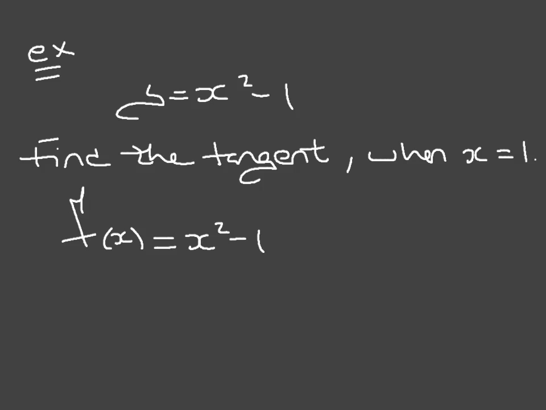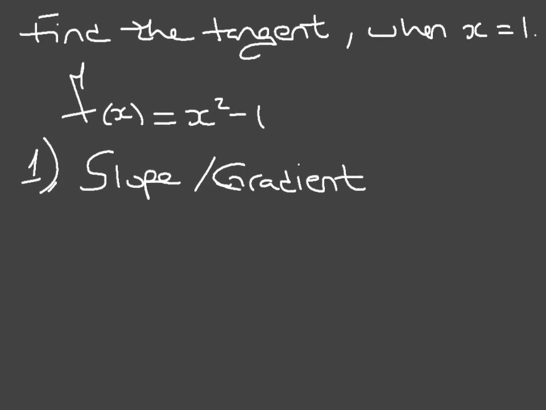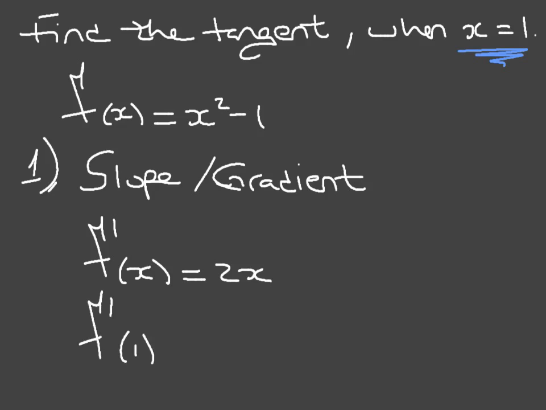And to find the slope, or gradient, which remember was the first thing we had to do, we're going to have to differentiate that function. So we can go right ahead and say, okay, f dash of x, the derivative, is equal to 2x. But now we're interested in the slope or gradient of this curve when x equals 1. And the gradient of the curve when x equals 1 is f dash of 1, which is going to be equal to 2 times 1, which of course is equal to 2.